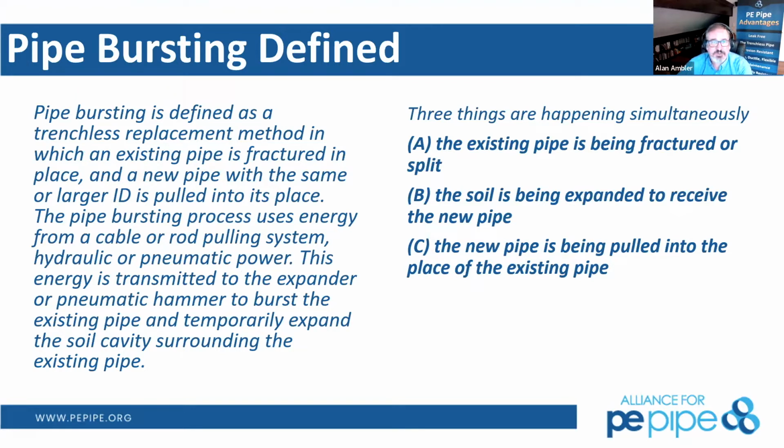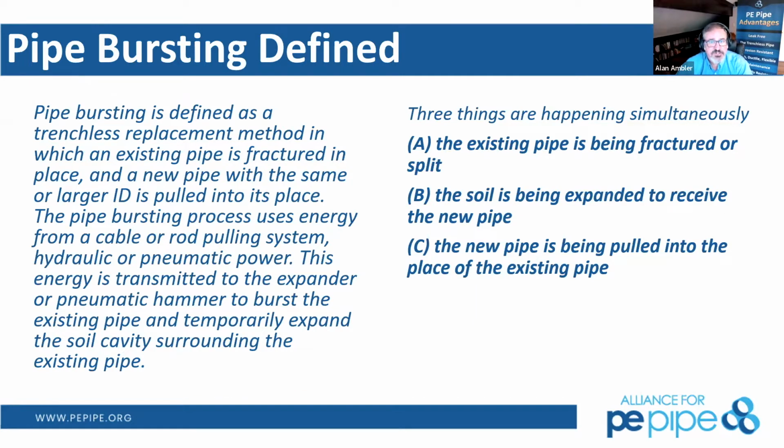So here's pipe bursting as a definition. Certainly a lot of words on this slide, but the three primary things that we're doing during pipe bursting are: the existing pipe is fractured and split. So that's that existing pipe. We are pushing out to create a temporary soil cavity to receive that replacement pipe. And then we are pulling back that replacement pipe as we go through.